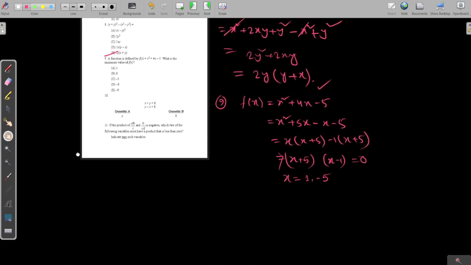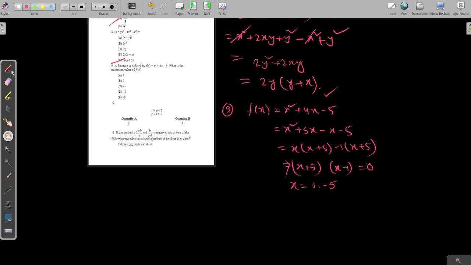In these types of equations, whenever you need to find the maximum or minimum value, you need to put in values of x. Let me start from x = -5, then x = -4, x = -3, x = -2, x = -1, x = 0, x = 1. Now I am going to find the value of y for each.